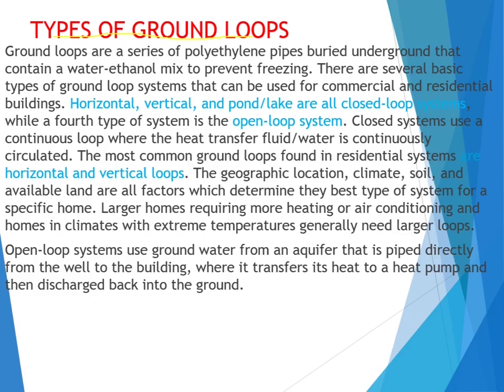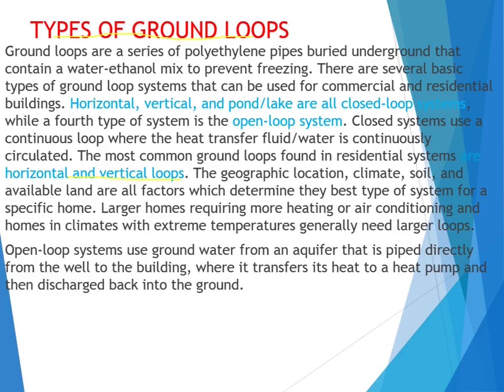Either your home is situated in a village, in a rural area, or in an urban area. So this all depends on the geographical location of your home, which ground loop is suitable. Closed system uses a continuous loop where the heat transfer fluid, water, is continuously circulated. The most common ground loops found in residential systems are horizontal and vertical loops. These are the most common.